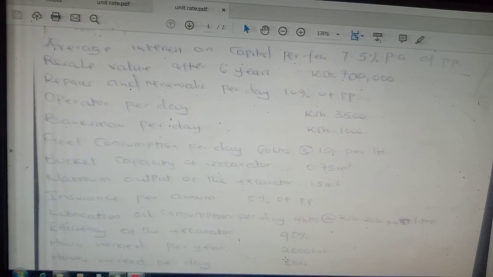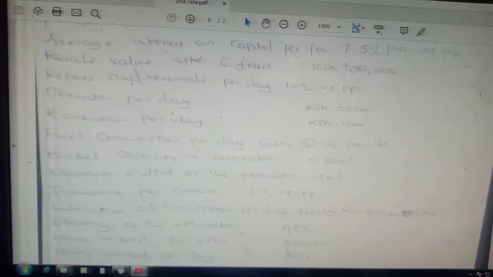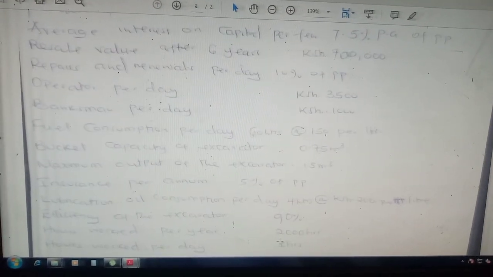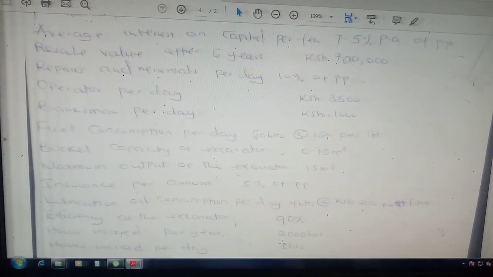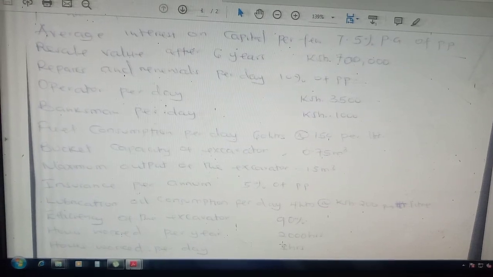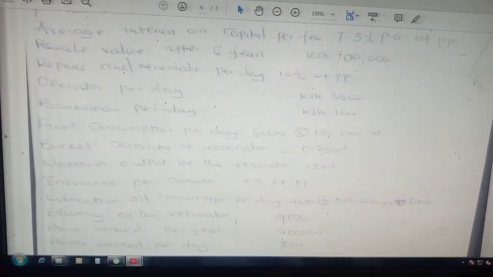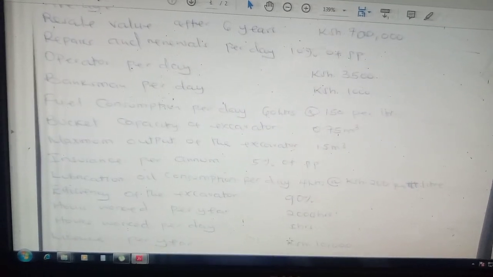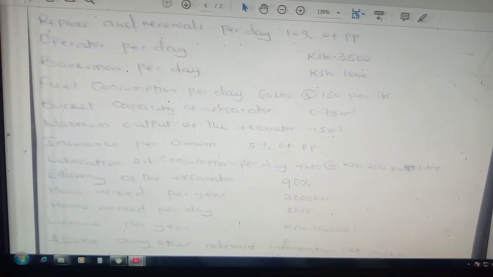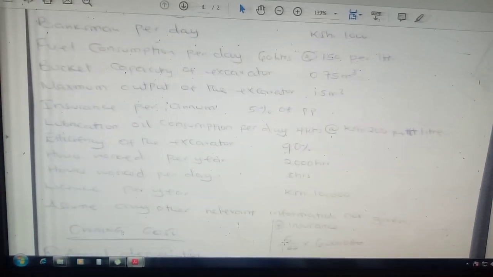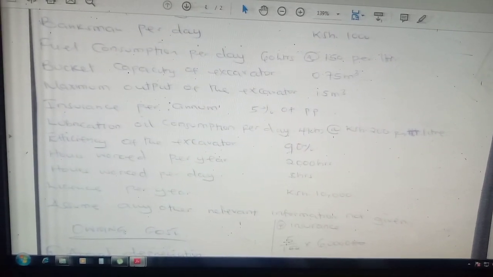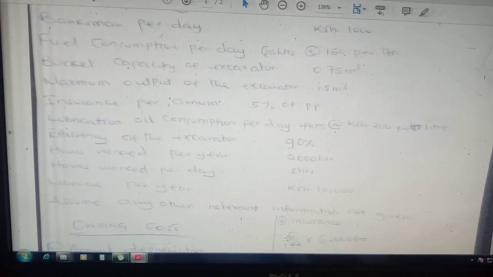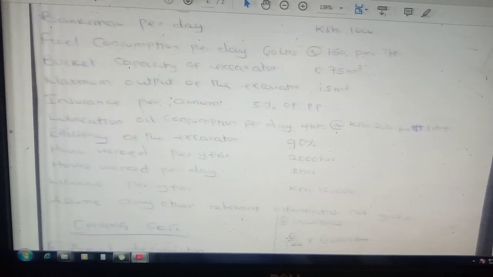Insurance per annum 5% of purchase price. Lubrication oil consumption per day 4 liters at 200 shillings per liter. Efficiency of the excavator is 90%. Hours worked per year are 2,000 hours. Hours worked per day are 8 hours. License per year 10,000 shillings. Assume any other relevant information not given. So that is our question.